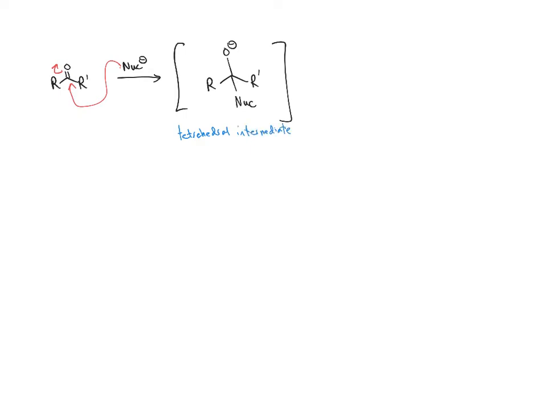And this tetrahedral intermediate can go on to do other things, so we'll just say stay tuned. All right, so this new sigma bond is formed between the nucleophile and the carbon, and the electrons move up onto oxygen as a lone pair, and this tetrahedral intermediate will then go on to do other things.